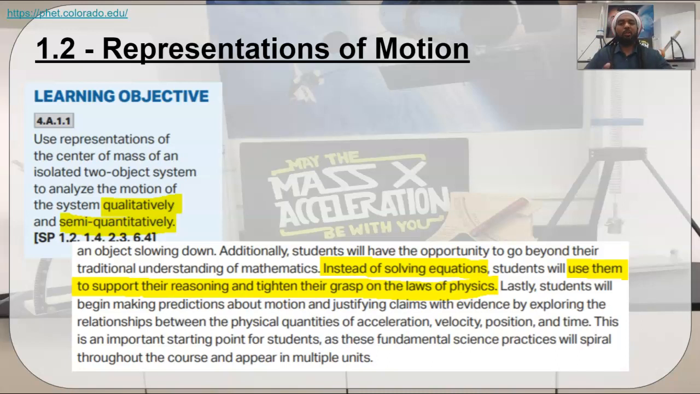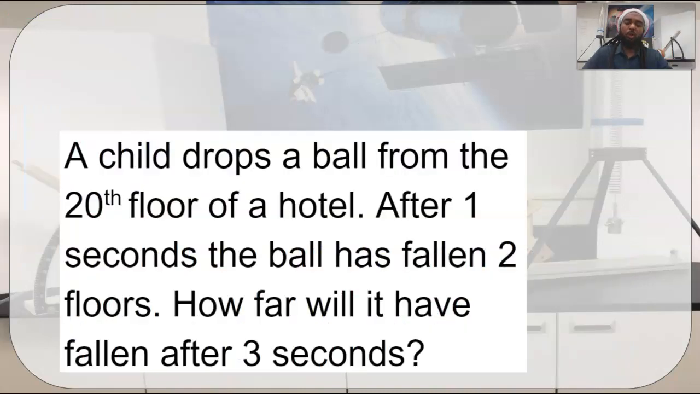So what they're talking about here is the idea of qualitative, quantitative reasoning, or translation as it's sometimes called, and this is going to come up over and over in this course. So here's an example using kinematics, but I'm going to focus on the approach that can be applied to any unit. Here's the example: a child drops a ball from the 20th floor of a hotel. After 1 second, the ball has fallen 2 floors. How far will it have fallen after 3 seconds?